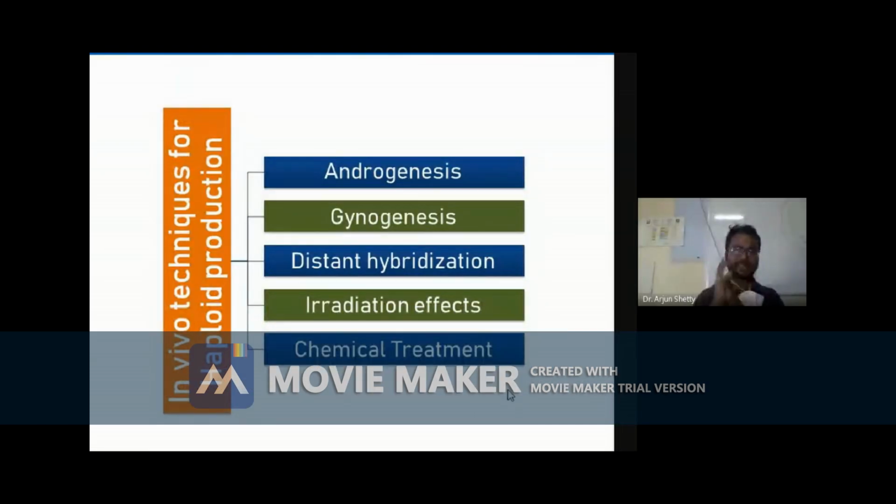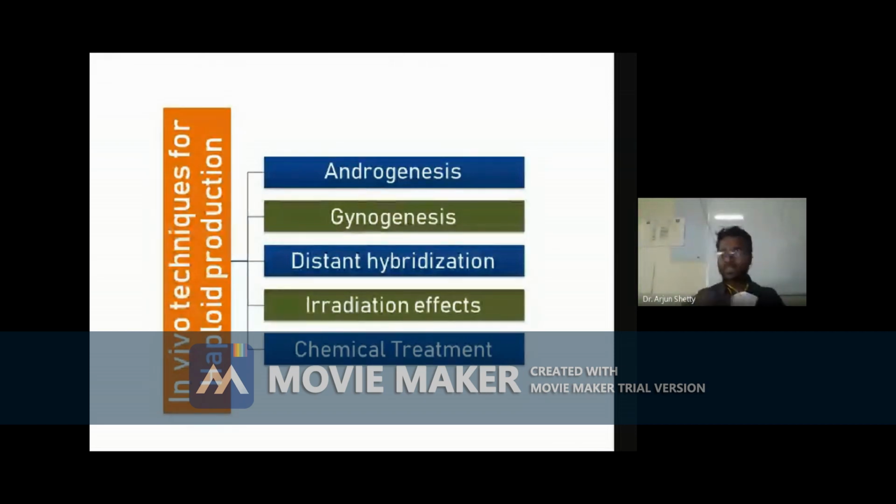One is in vivo methods and the second is in vitro methods. What do you mean by in vivo? What do you mean by in vitro? In vivo and in vitro are two Latin words. So whenever writing in vivo or in vitro, you need to italicize them when you are typing.